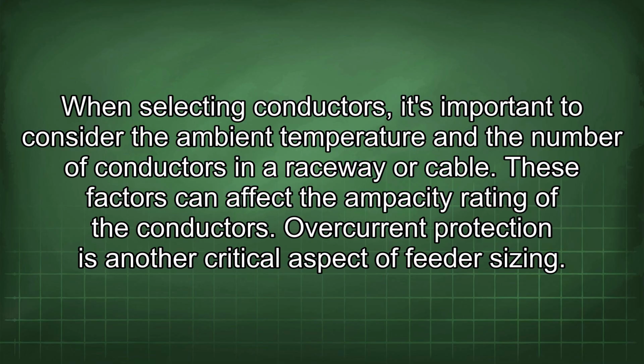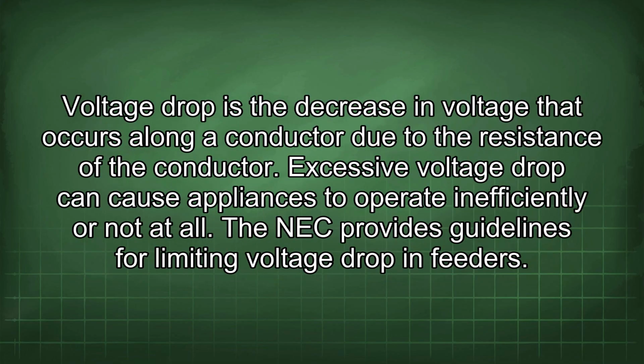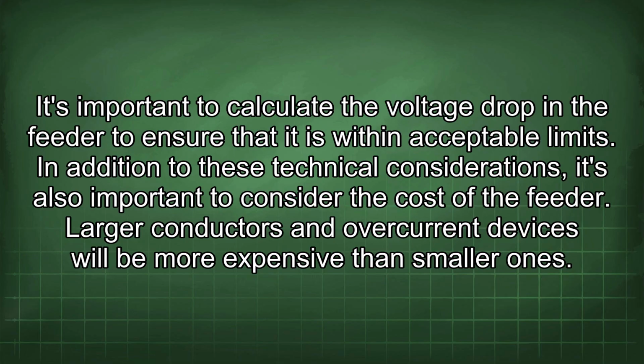Overcurrent protection is another critical aspect of feeder sizing. The feeder must be protected by an overcurrent device, such as a circuit breaker or fuse, that is sized to protect the conductors from overload and short circuits. The overcurrent device should be sized no larger than the ampacity of the conductors. Voltage drop is also an important consideration. Voltage drop is the decrease in voltage that occurs along a conductor due to the resistance of the conductor. Excessive voltage drop can cause appliances to operate inefficiently or not at all. The NEC provides guidelines for limiting voltage drop in feeders. It's important to calculate the voltage drop in the feeder to ensure that it is within acceptable limits.